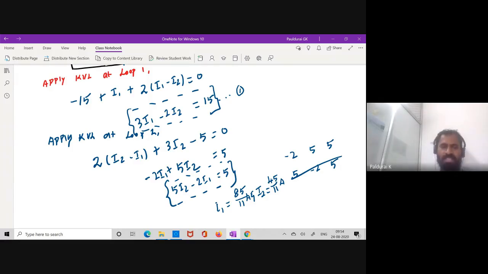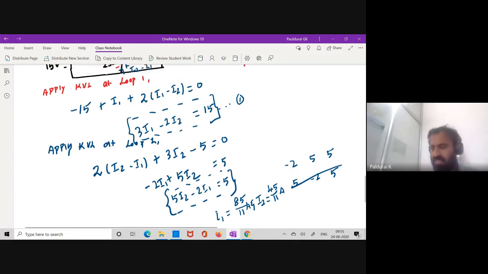Okay, that's the answer. But how to develop the equation is very important.